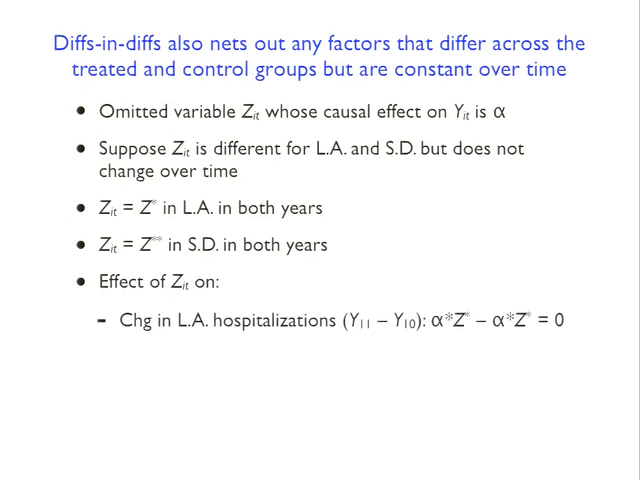So the effect of this omitted variable, traffic, on the change in Los Angeles hospitalizations is now going to be the following. For Y11, the outcome for hospitalizations in Los Angeles in year 2010, it's going to be equal to alpha times Z star, which is the level of traffic in Los Angeles. And then for Y10, Los Angeles in year 2009, it's going to again be equal to alpha times Z star, because the traffic was the same in 2009, we're assuming, as it was in 2010. So the overall effect of traffic on Los Angeles hospitalizations, once you take this difference, is going to be 0, right? Because its effect in 2009 is netted out from its effect in 2010. I mean, it has an effect, but it has no effect on the change in hospitalizations.